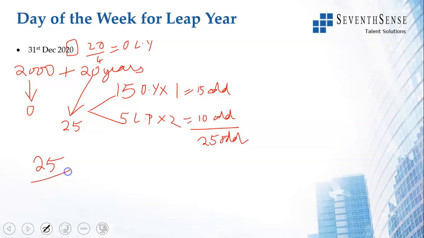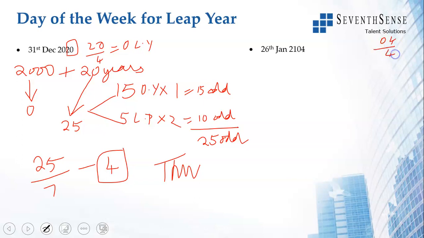So 25 divided by 7 is 3 with a remainder of 4. 4 corresponds to Thursday. Okay, 31st December 2020 is a Thursday. Next, 26 Jan 2104. Okay, 2104. Irrespective of whether it's in the past or the future, it is the same approach.